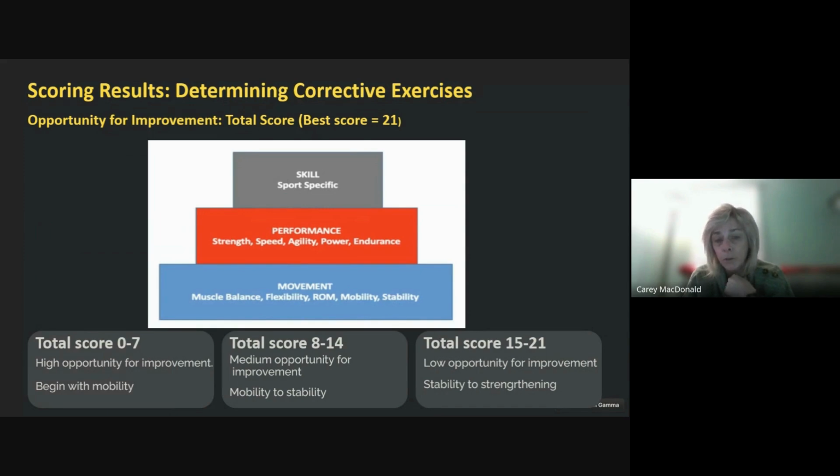And if you had a score of 15 to 21, that's our lower opportunity because they're doing pretty well score-wise and movement-wise and function-wise. And for them, we would probably start with stability and then move towards strengthening or conditioning. So that's how we broke them down by group.